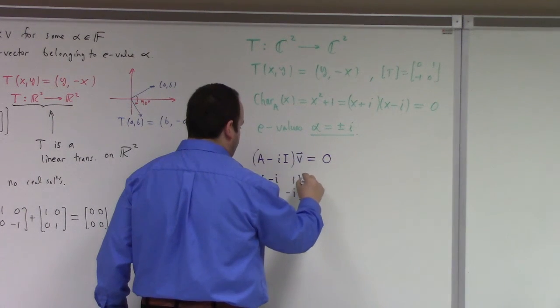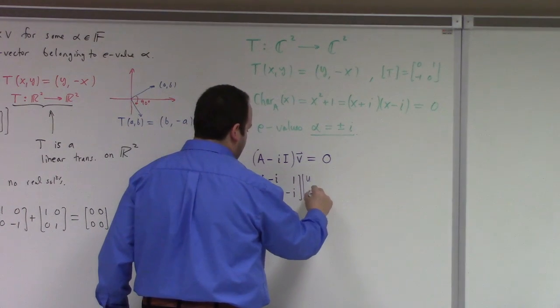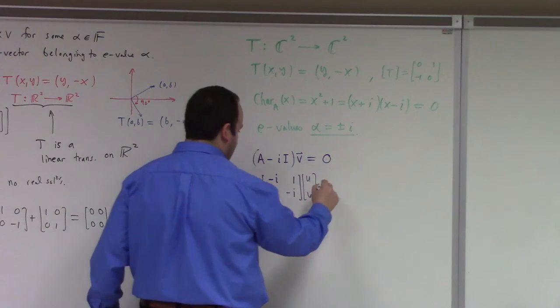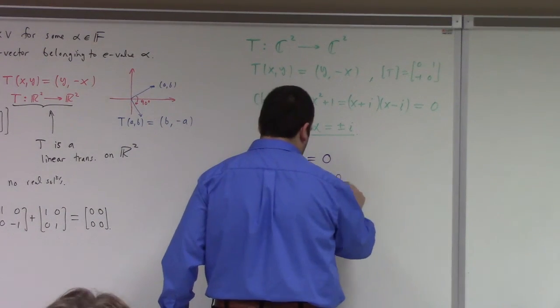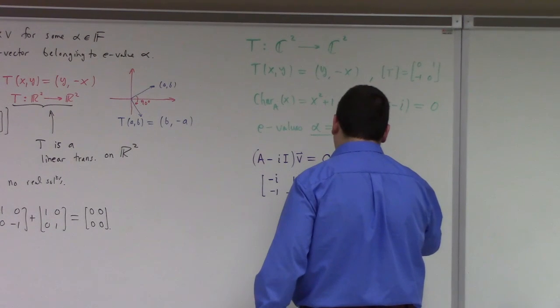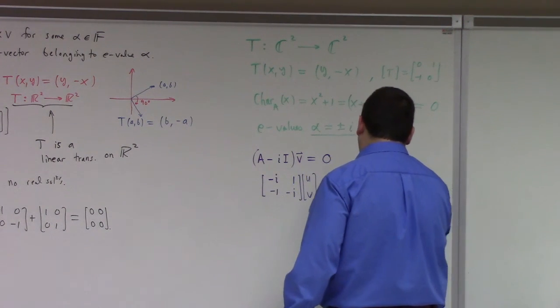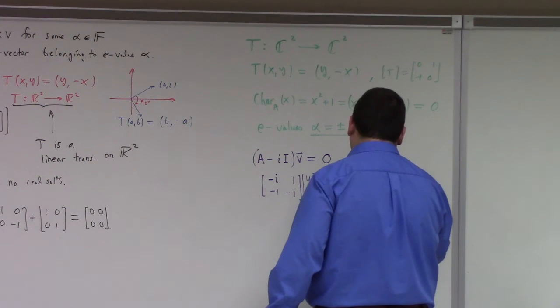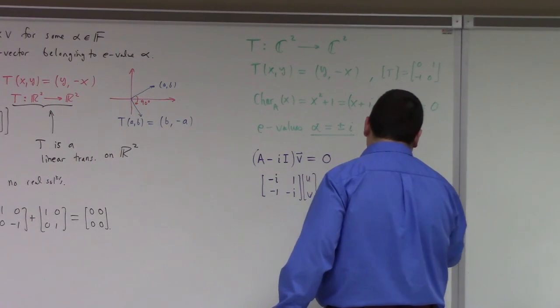Let's say that v vector. I usually use u and v as disposable variables for these sorts of problems. So let's see, the first equation gives me what? Minus i u plus v equals 0. The second equation gives me what? It gives me minus u minus i v equals 0.